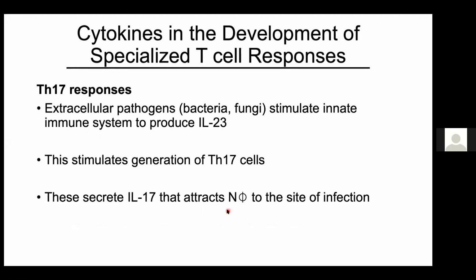And then there's the T helper 17 responses, which are important in immune response against extracellular pathogens, so mainly bacteria and fungi. So these pathogens, usually when you get your innate immune cells being activated, they produce interleukin-23, which is the one that will act on your T helper cells to cause them to differentiate into T helper 17 cells. And T helper 17 cells secrete interleukin-17, and that's why they were named T helper 17, which is the one that attracts neutrophils to the site of infection, where you have your bacteria or your fungi. And what do the neutrophils do? You know, they're phagocytes, okay?